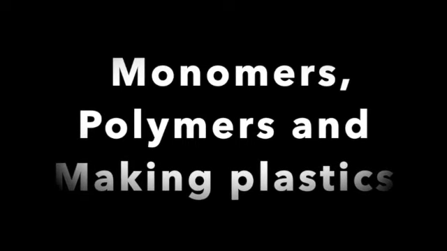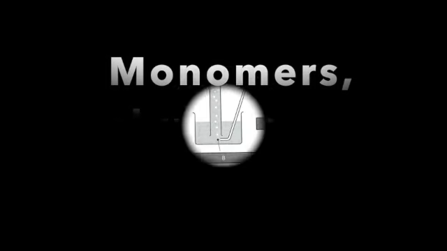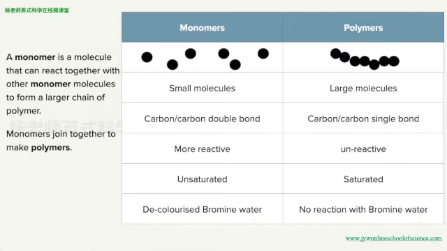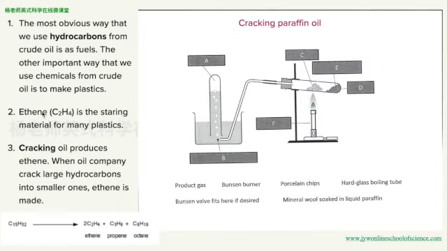In this lesson, we focus on monomers, polymers, and making plastics. Let's look at how we make plastics. Now, making plastics, we need monomers. Now, as we say, ethene is a starting material for making many types of plastics. So ethene can be a type of monomer.